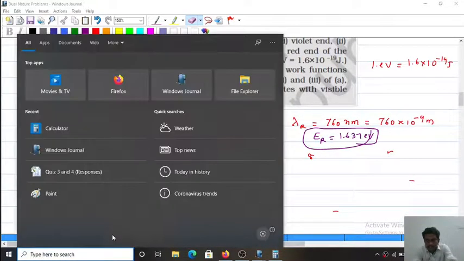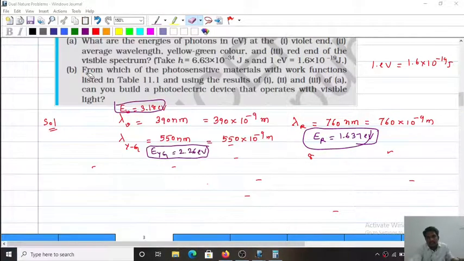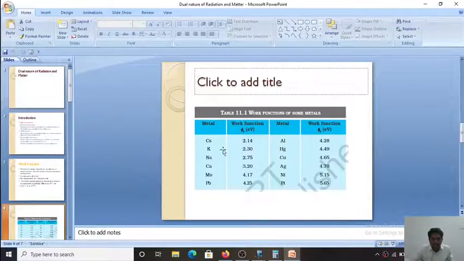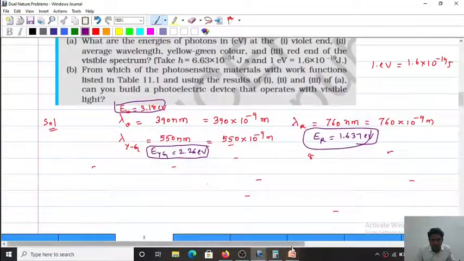First we will see the PowerPoint. In that we have the work functions of all metals. These are the work functions of different materials: work function of cesium, potassium, sodium, calcium, etc. So the work function of cesium is 2.14 electron volts. Now what are the energies of violet? Energy of violet is 3.18 electron volts. Okay, so I will write the values here.